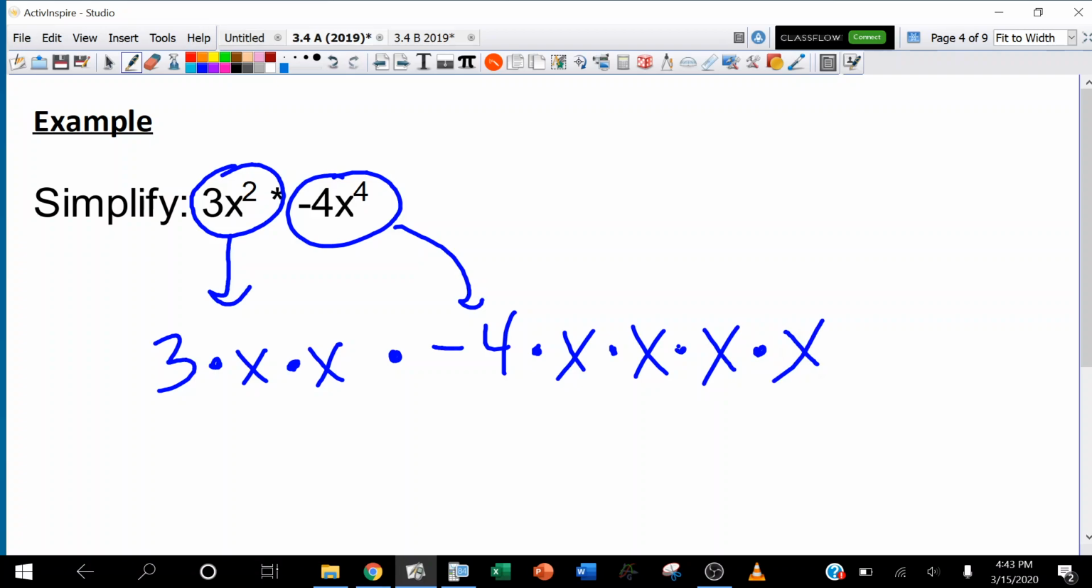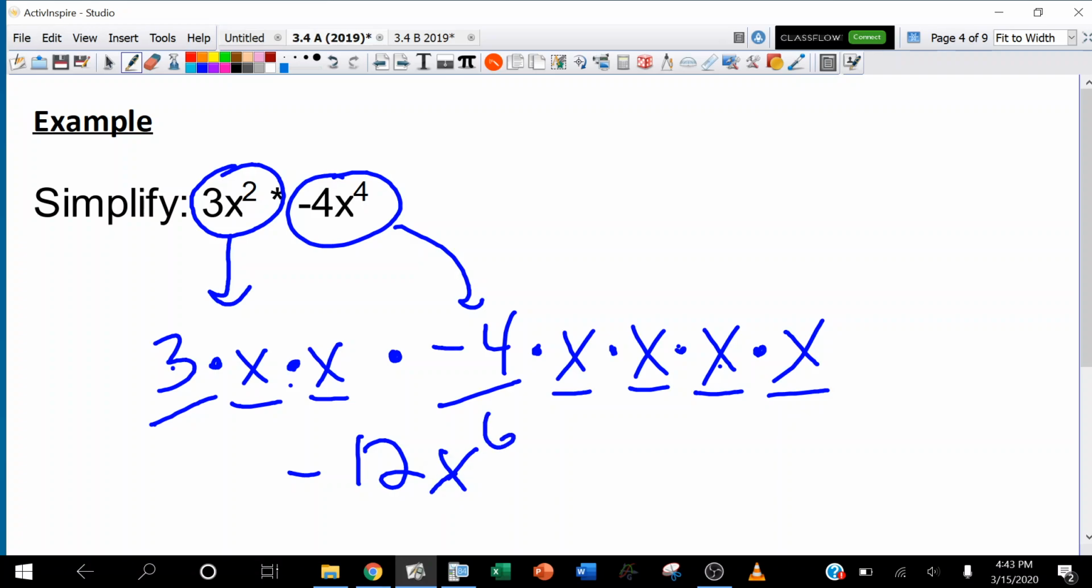So now I'm going to multiply together the terms that are alike. I'm going to start with the coefficients, the numbers in front of each of the terms. So I have 3 times -4, that's -12. And then I'm going to put all these x's together. So I have x times x times x times x times x times x. If you notice, there's 2 here, there's 4 here, that's 6 altogether. So x to the 6th power would be a shorter way of saying that.